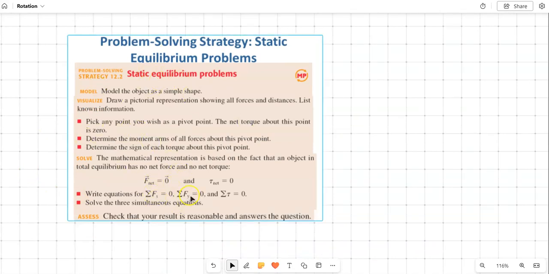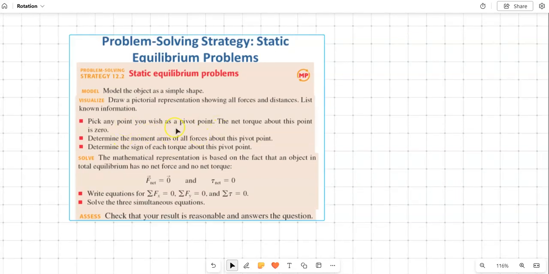It said sum the forces in the x and y direction. But what we want to do is determine the sign of each torque about the pivot point, and I also want to determine the distances. I want to draw the distances and also the angles too. So I want to have all the information right on our drawings, okay?